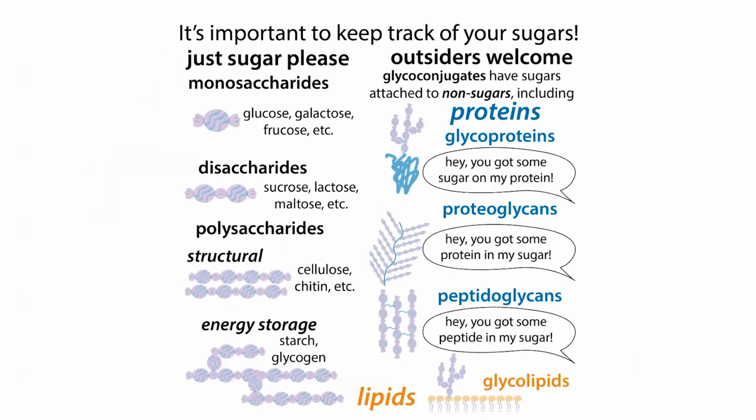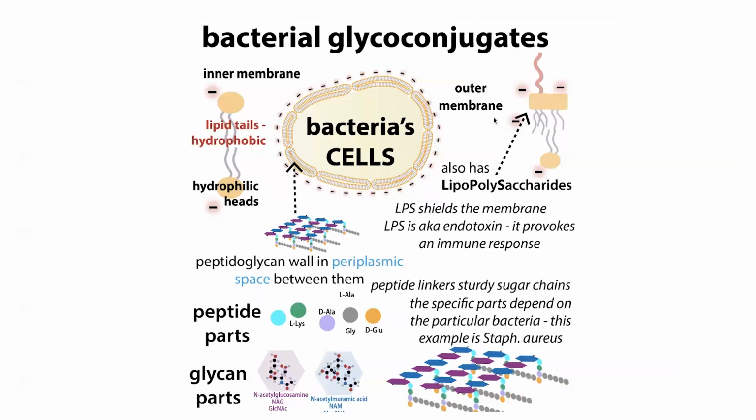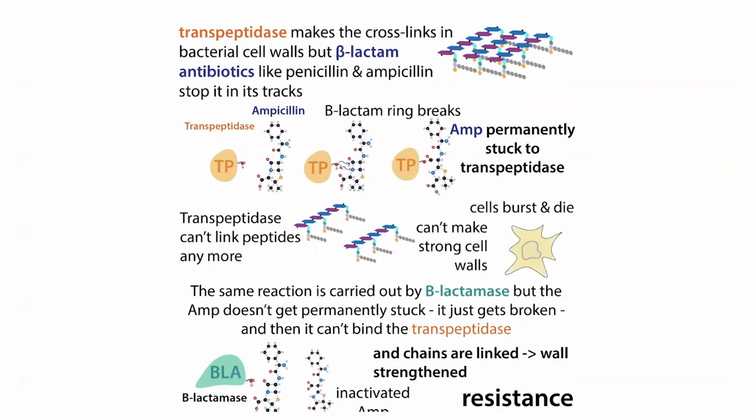Okay, next up, let's talk about peptidoglycans. So here we have sugar chains that are attached through short peptide linkers. And the classic place where you see peptidoglycans is in bacterial cell walls, in the periplasmic space between these membranes. These peptide linkers are going to crosslink it, and the specific peptide parts depend on the different bacteria. So this is Staph aureus, and you can see it has these glycan parts, but other bacteria will have different glycans. This is also a target of some antibiotics.